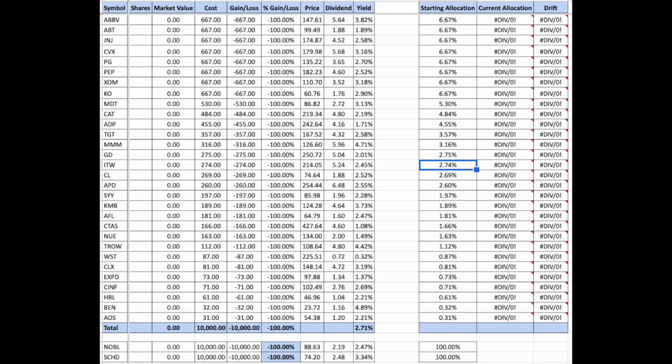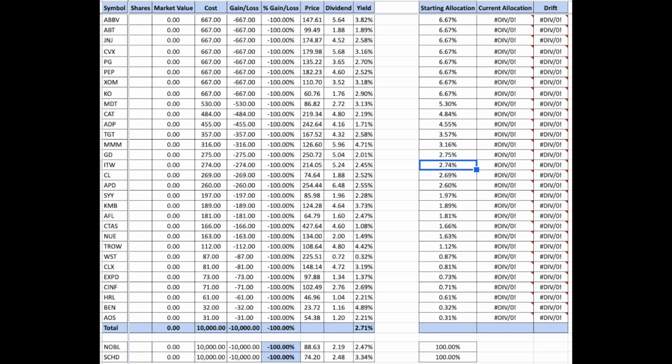Colgate-Palmolive with 2.69%, Air Products and Chemicals with 2.6%, Cisco with 1.97%, Kimberly-Clark with 1.89%, Aflac with 1.81%, Cintas with 1.66%, Nucor with 1.63%, T. Rowe Price Group with 1.12%, West Pharma with 0.87%, Clorox with 0.81%, Expeditors International of Washington with 0.73%, Cincinnati Financial with 0.71%, Hormel with 0.61%, Franklin Resources with 0.32%, and A.O. Smith with 0.31%.